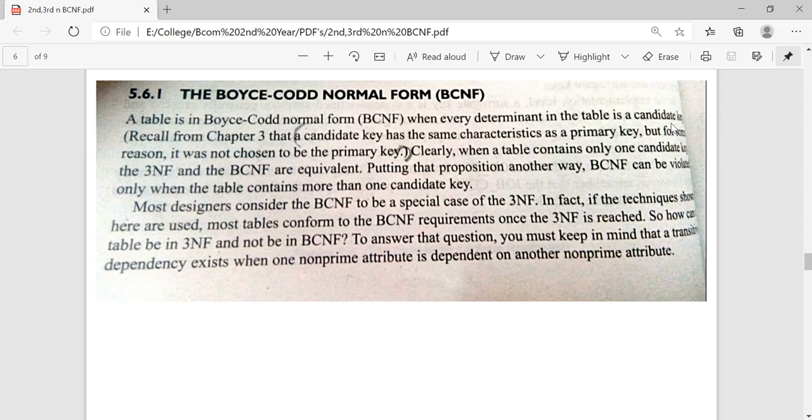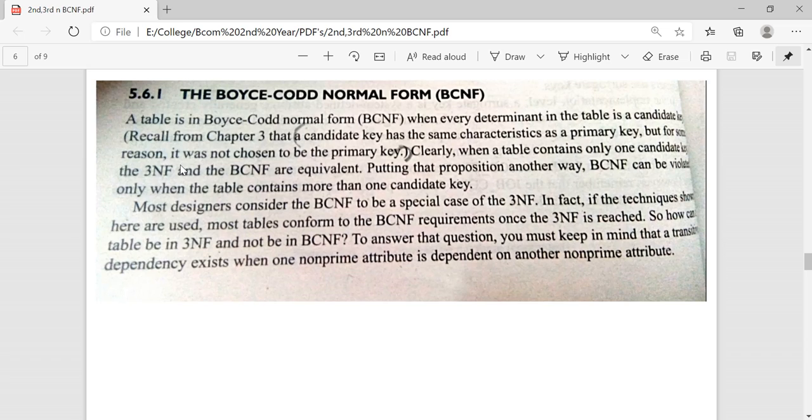the candidate key. See, a candidate key is similar to primary key, but it's not chosen as primary key because of some reasons. So if your table is having one and only one candidate key, which is the primary key, then automatically your table is said to be in third normal form and also BCNF, that is Boyce-Codd normal form.